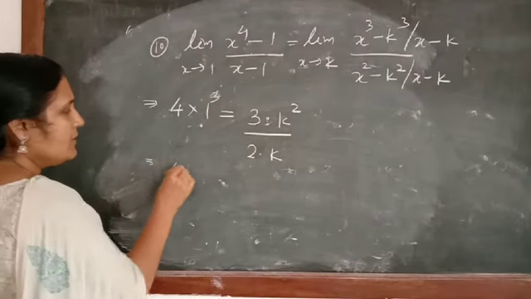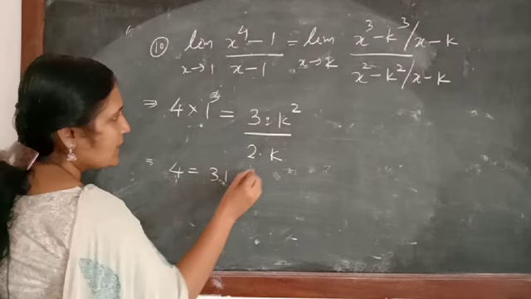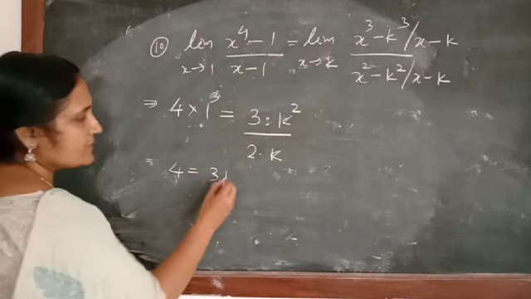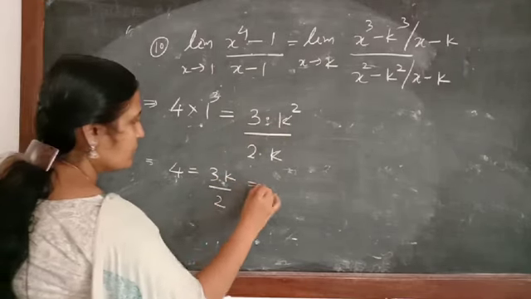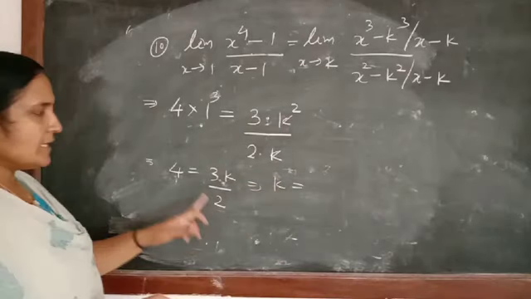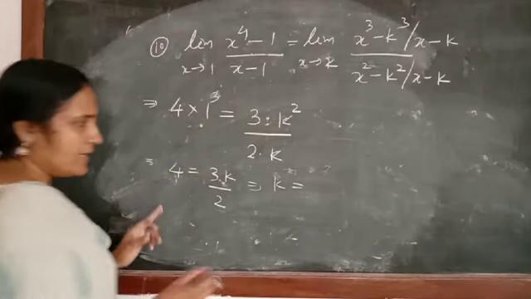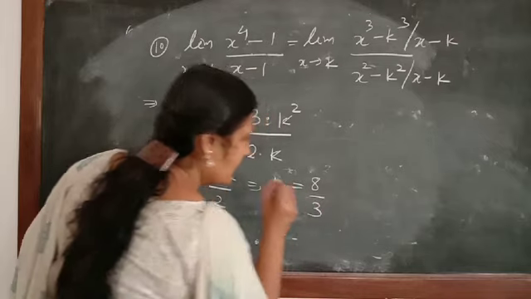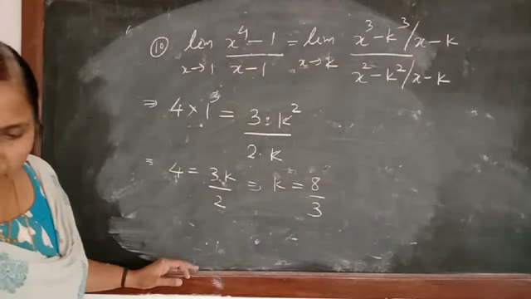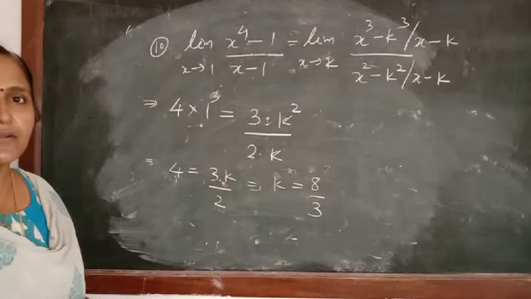So here we are getting 4 is equal to k square and k will get cancelled. So 3k by 2. So from here we will get k is equal to 4 2s are 8 by 3. So the value of k is 8 by 3. So I hope all these questions are clear to you.